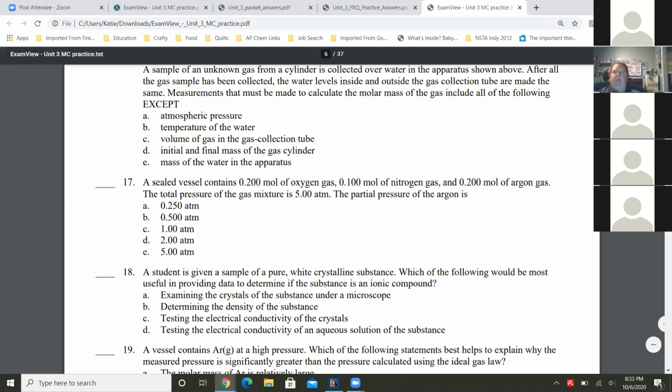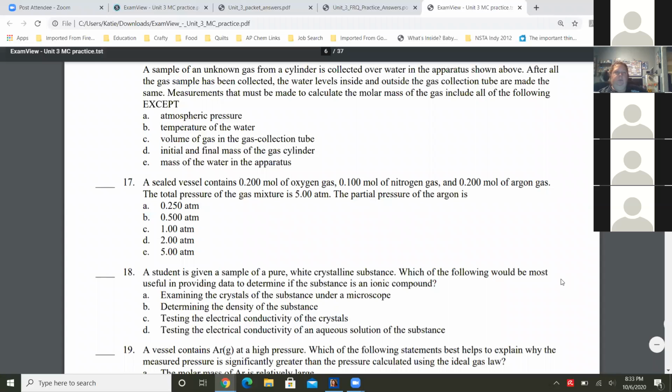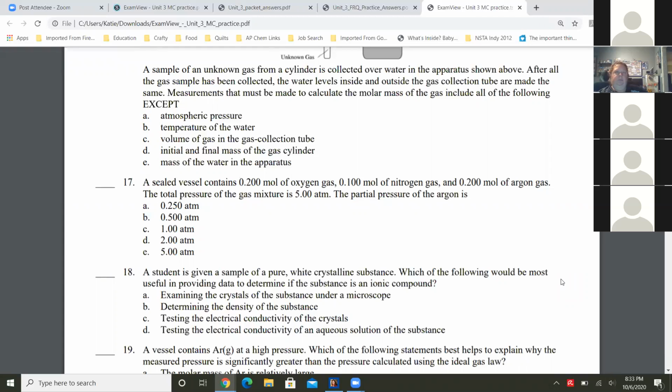Anything else on the multiple choice? We can talk about the free response too. We can talk about stuff from the example problems in the packet. We can talk about stuff in general. Anything that you guys need.